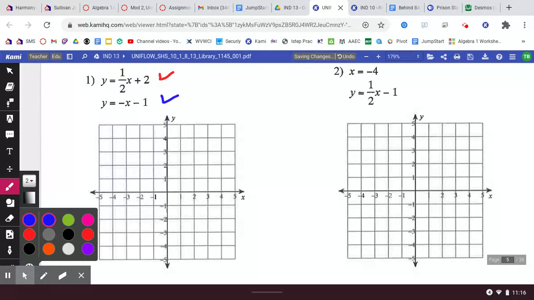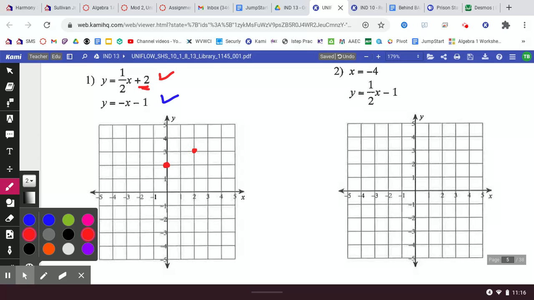So the first one we're going to graph it in red. So we always start at the y-intercept. So on the y-axis at the 2, the positive 2, I'm going to put my beginning point. Then I'm going to use my slope, which in this case is the 1/2, to move from that 2. So I'm going to go up 1 over 2.